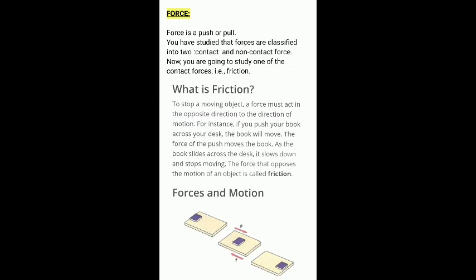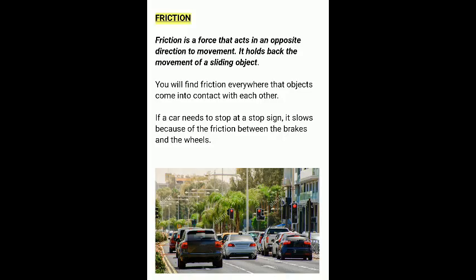Let us define friction. Friction is a force that acts in an opposite direction to movement. It holds back the movement of a sliding object. You find friction everywhere objects come into contact with each other. For example, if you are driving a car and you need to stop at a stop sign, what will you do? You will apply the brake. That slows down the movement. This is because there is friction between the brake and the wheels.